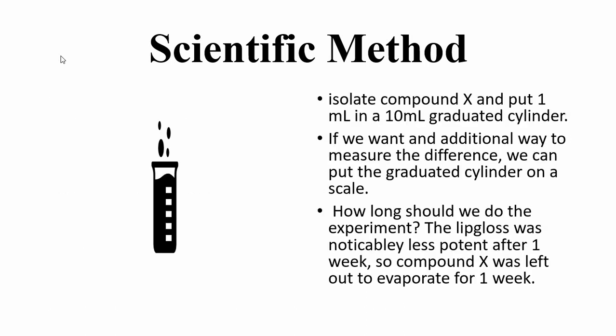So we isolate compound X and put 1 milliliter in a 10 milliliter graduated cylinder to see if the volume decreases. If we want an additional way to measure the evaporation, we can put the graduated cylinder on a scale and record the initial and final weight. This gives 2 ways to measure one experimental parameter.